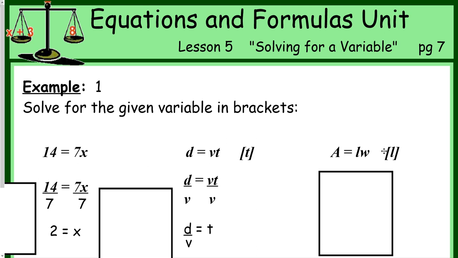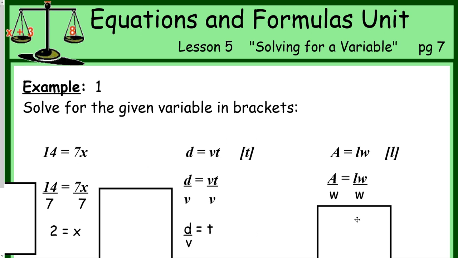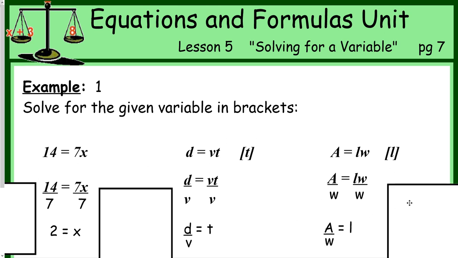Okay, one more. Here we're isolating for L. Okay, so it's the W that we need to eliminate. Divide both sides by W. These can cancel, and you'll be left with L equals A over W.